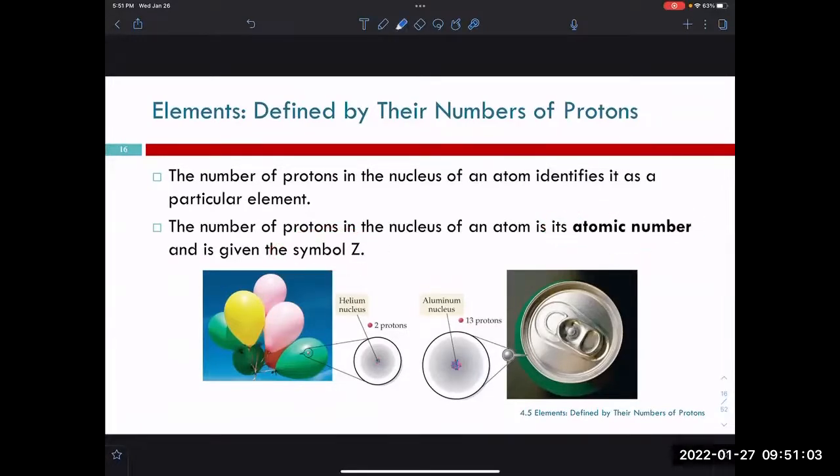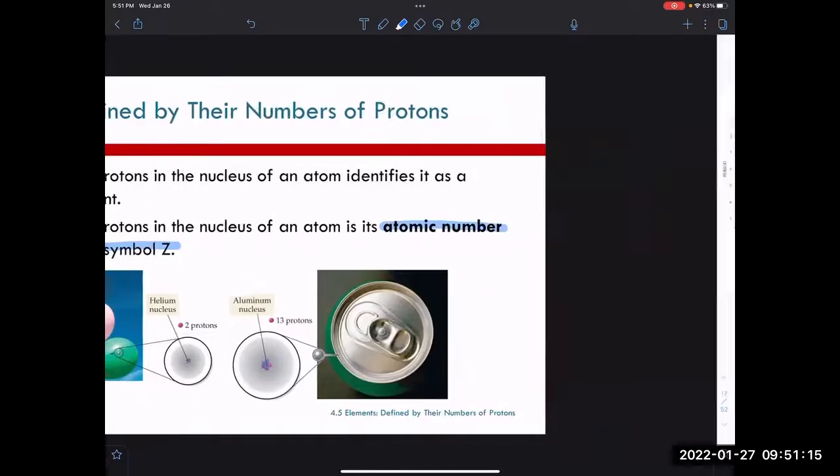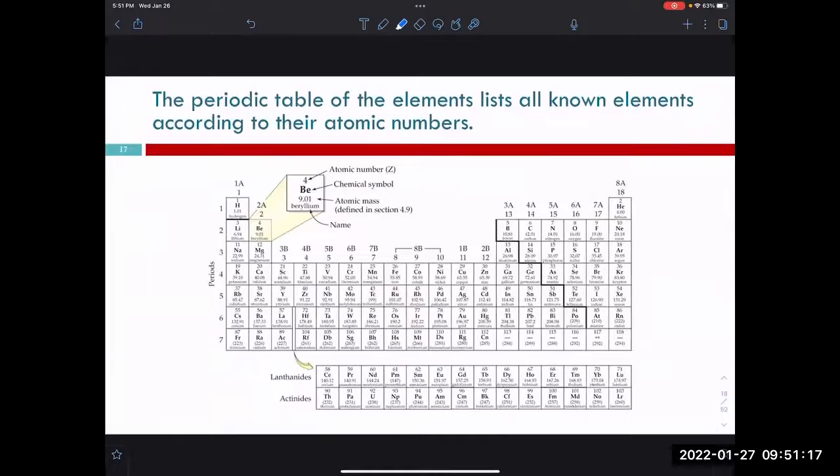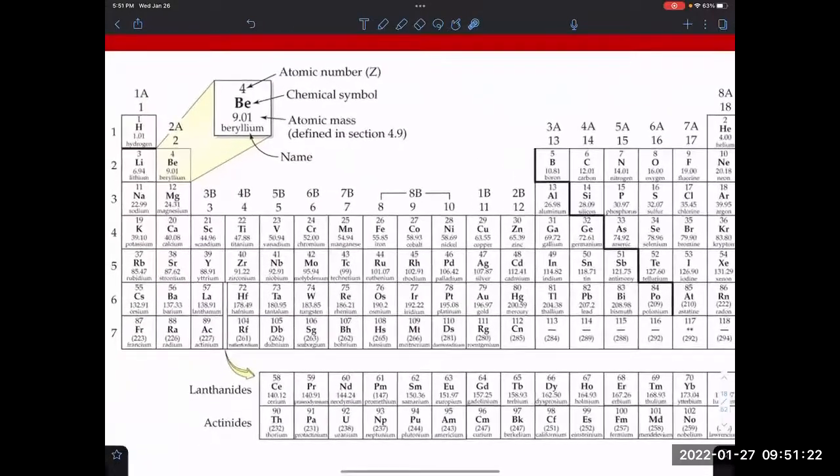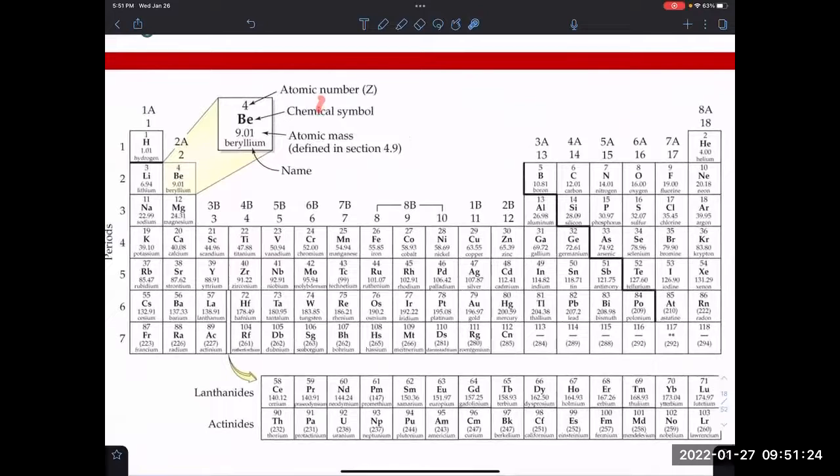Z, which I know, why isn't it A? So the atomic number is Z. So each element has a unique number of protons. In any periodic table, you'll have the atomic number, which is Z. You'll have the chemical symbol, which you need to memorize for next week, and the names. And we'll cover atomic masses here in a little bit.